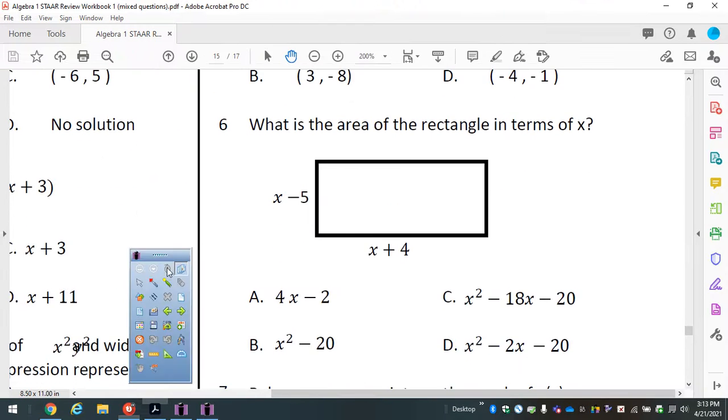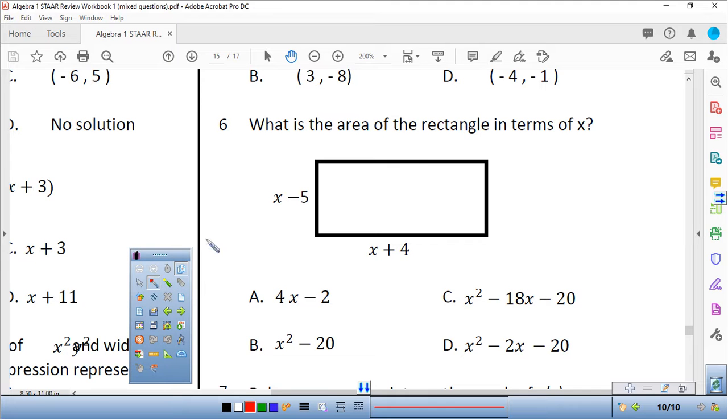What's the area of this rectangle in terms of x? That means leave it as x. Again, area is equal to length times width. We'll go with length, width. Okay, we'll switch it around. Area is equal to length times width. Area is equal to x minus 5. It doesn't matter which order you write it in, guys.